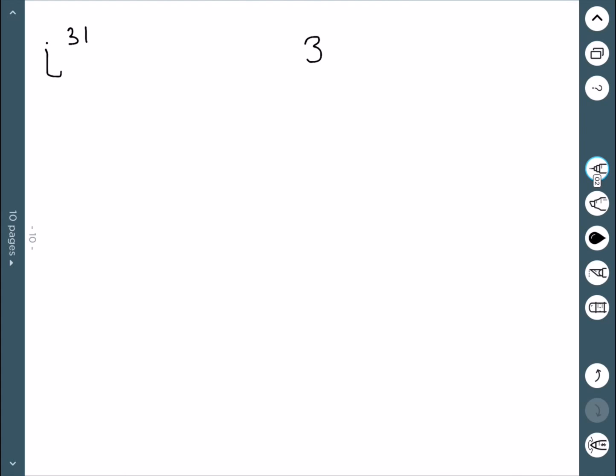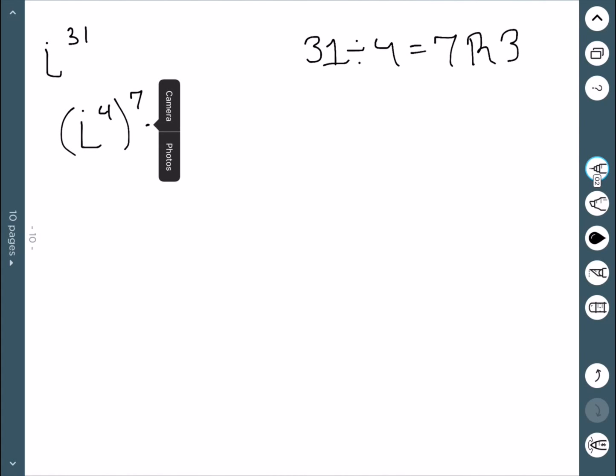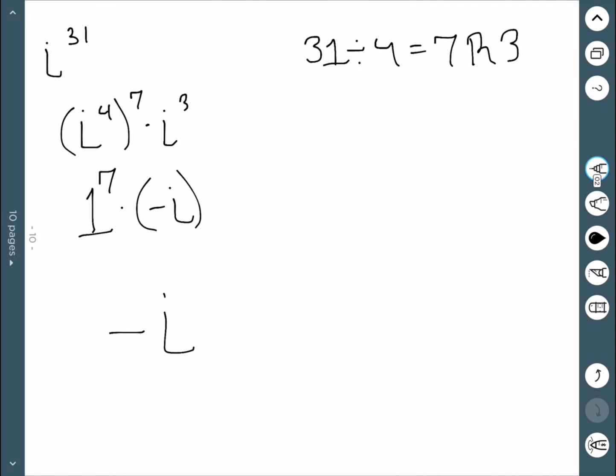So we know that 31 divided by 4 is 7 with a remainder of 3. So I can rewrite this as i to the 4th to the 7th times i cubed. And we can double check this using our rules of exponents. 4 times 7 is 28, plus 3 is 31. i to the 4th is 1, so this is 1 to the 7th, times i cubed, which was negative i. So we just get that this is negative i.